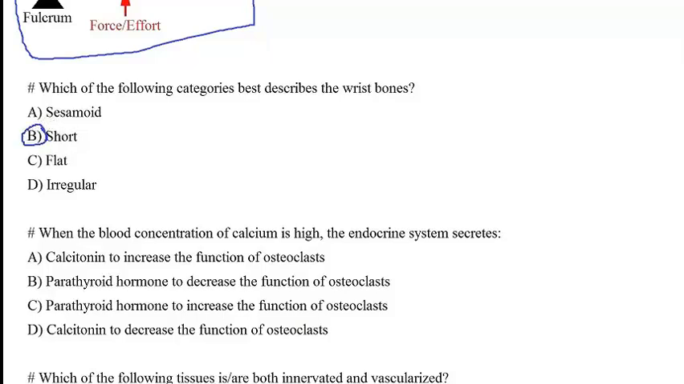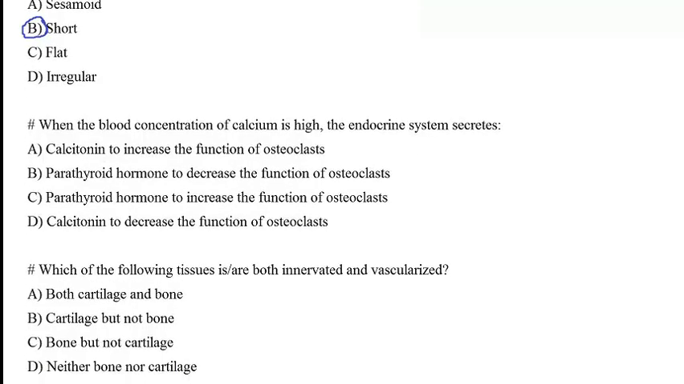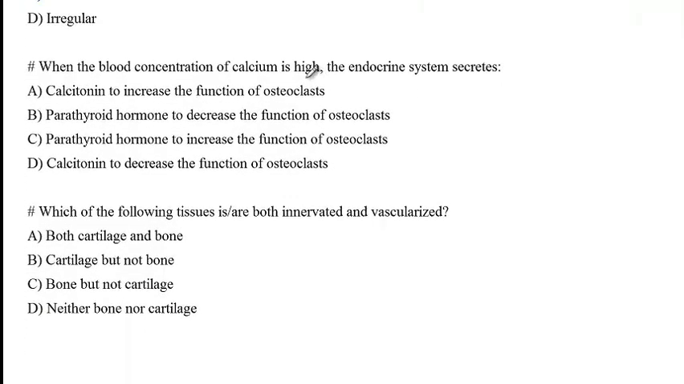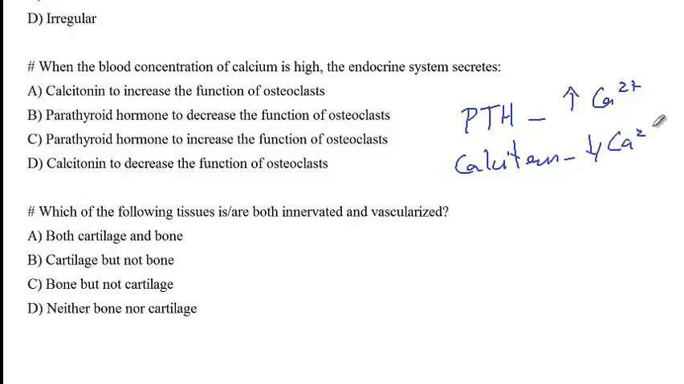The next question is, when the blood concentration of calcium is high, the endocrine secretes. We just discussed how parathyroid hormone increases calcium concentration of blood, while calcitonin decreases blood concentration of calcium. Therefore, when the blood concentration of calcium is too high, calcitonin will be released. So the endocrine system secretes calcitonin in order to decrease the function of osteoclasts. By decreasing the function of osteoclasts, there would be a reduction in blood calcium.